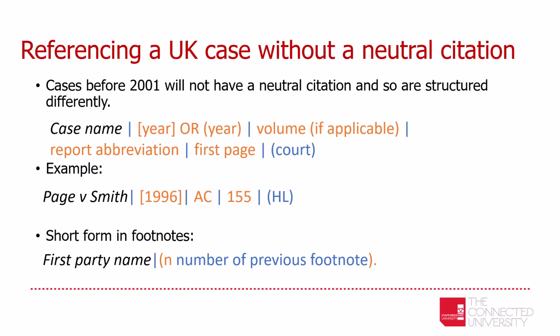When the law report citation ends with the court in brackets and you wish to pinpoint a specific page, the pinpoint follows the court and is not separated by any punctuation. You can use the short form of this in your footnotes, but you must have referred to it elsewhere in the footnotes in full. When referring to the short form, use the first party name in italics, followed by a bracket, and then n, and the number of the previous footnote, closing the brackets and ending this with a full stop. When you refer to this in your bibliography, you must remove the italics from the party names, and it does not need to end with a full stop.